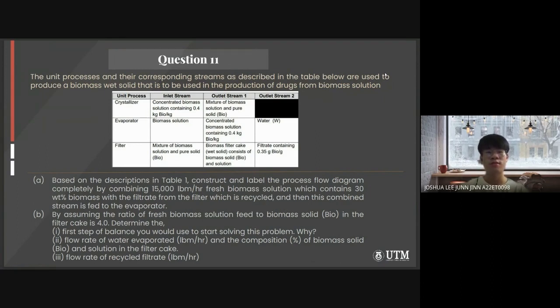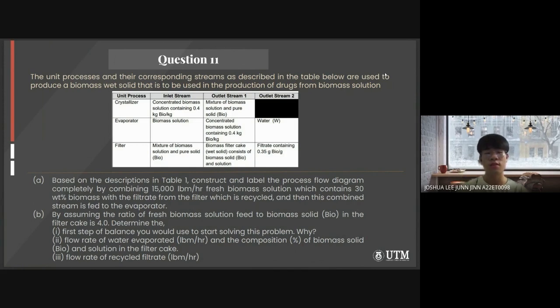For question A, based on the description in table 1, construct and label the process flow diagram completely by combining 15,000 lbm per hour fresh biomass solution, which contains 30% biomass, with the filtrate from the filter, which is recycled. And then this combined stream is fed to the evaporator.